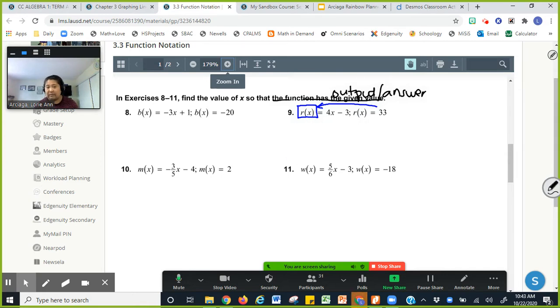They already gave us the answer. This whole thing is 33. Like that, no more r, just 33. Okay, then equals, we bring this down, 4x minus 3.